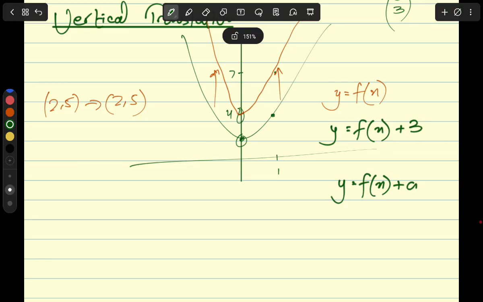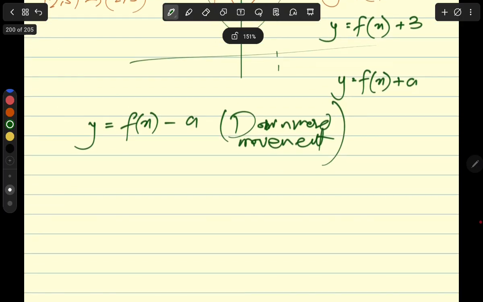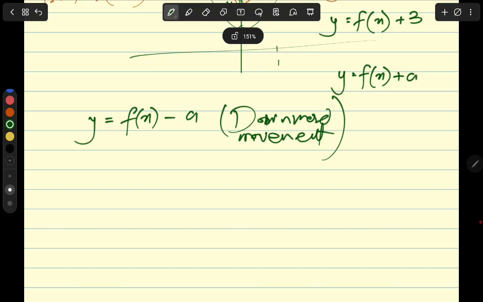If it's negative, then it is going to move down. Now if a was positive and this was f of x minus a, then you are taking away y values from the original, right? So now this means that this is going to be a downward movement. So the translation will be downward. The graph or the function is going to move down because every y value is going to increase by a units.